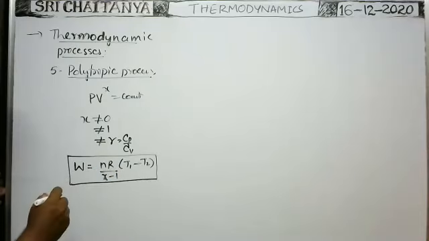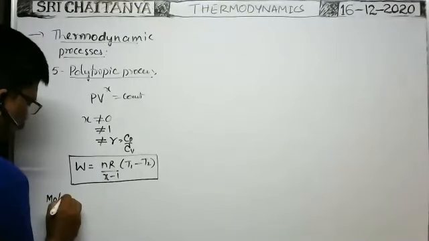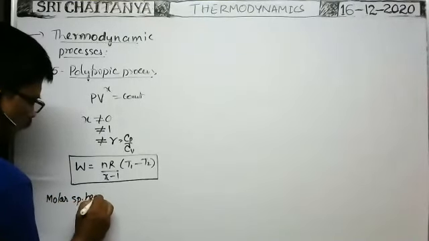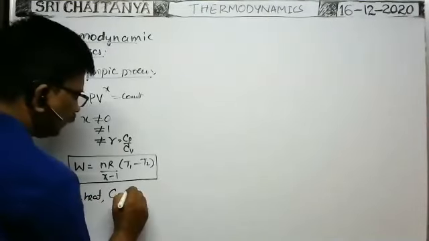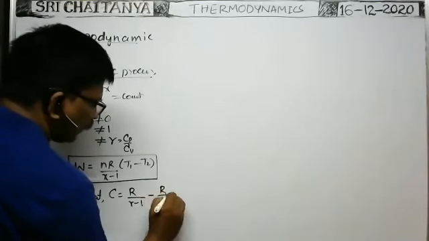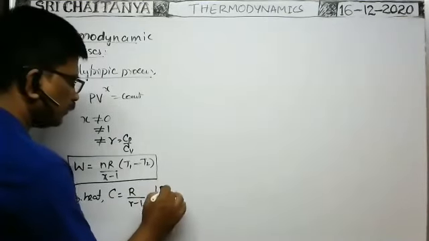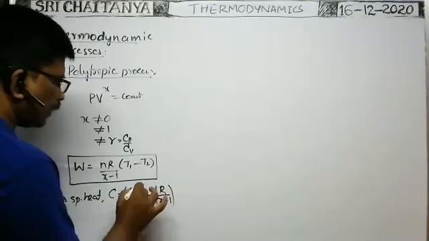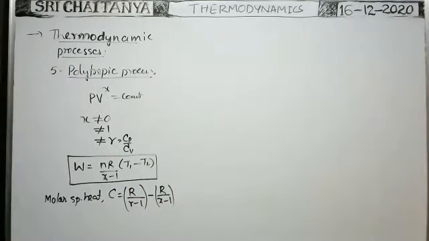Next, in polytropic process, the molar specific heat of the substance or gas, capital C, is equal to, what is the formula? R by gamma minus 1 minus R by x minus 1. It is the molar specific heat in polytropic process.